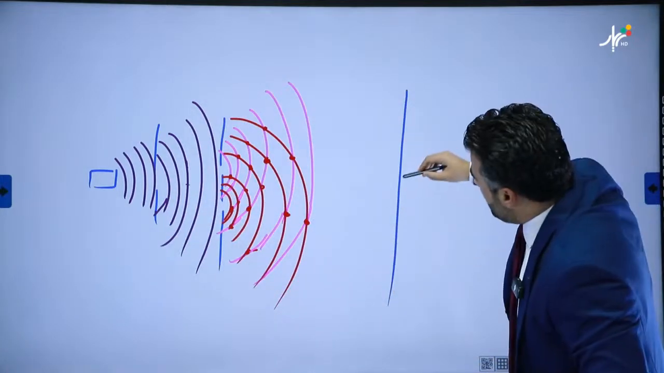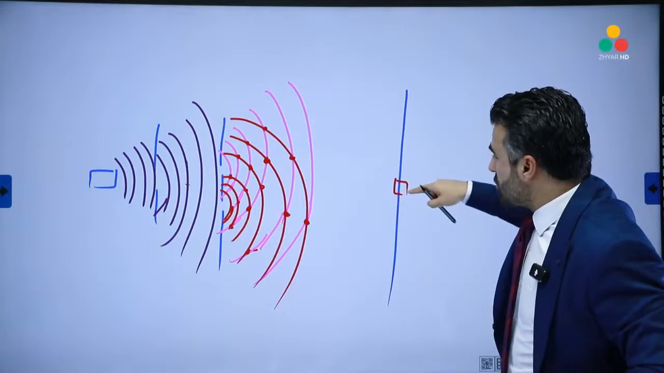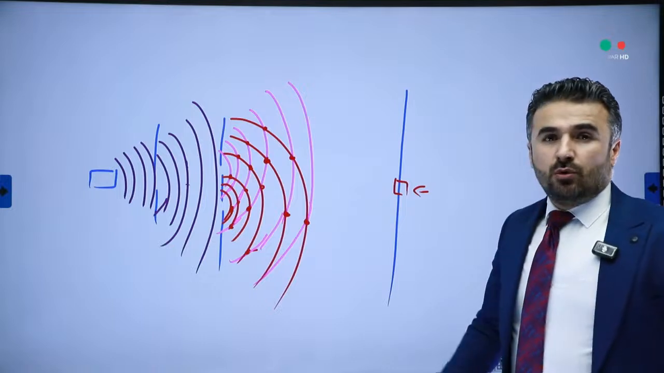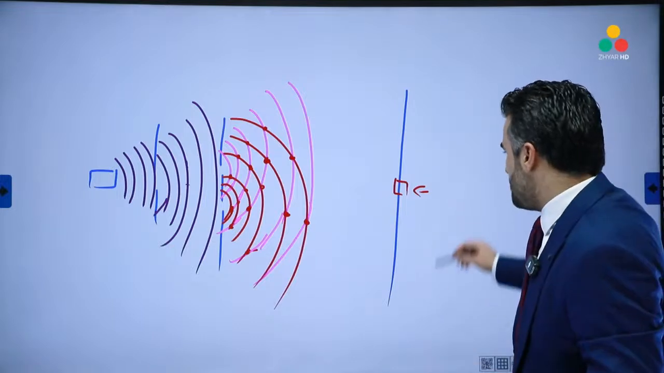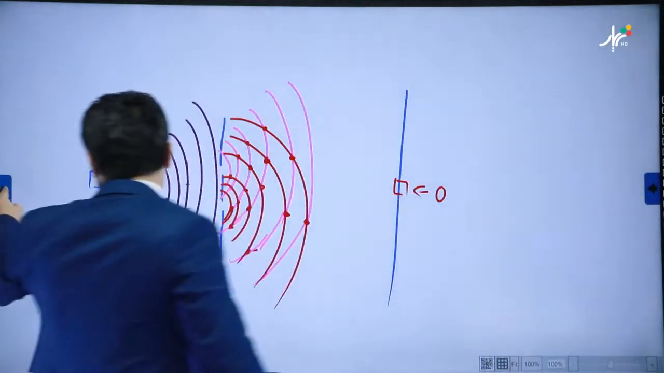As a result, on the screen, of course, we get a bright spot. This bright spot you can call the central maximum, okay? Or sometimes you can call it the 0th order here. And I'll explain what the 0th order is.